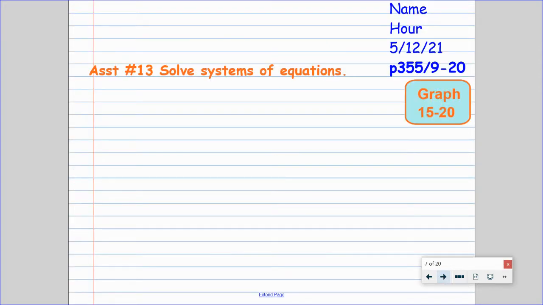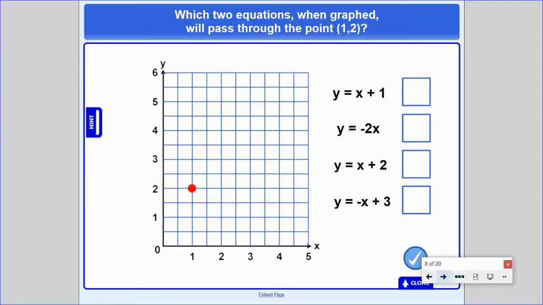Pause, come on back when you're ready. I have a number of examples, ladies and gents. I don't know what you'll be able to do without some graph paper, so we'll see how we go. We'll do this together, huh?